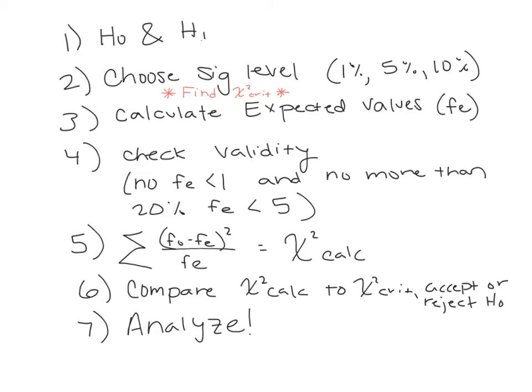That's so that you don't do your whole test and then say, oh, well, if I use the 5%, it'll work out the way I want it to. No, you have to choose your significance level first.